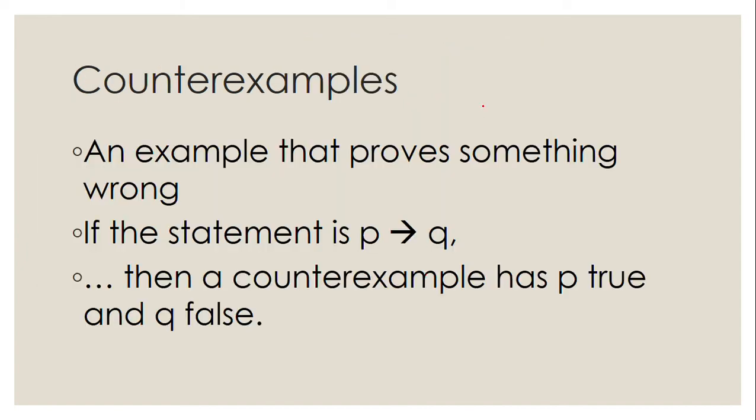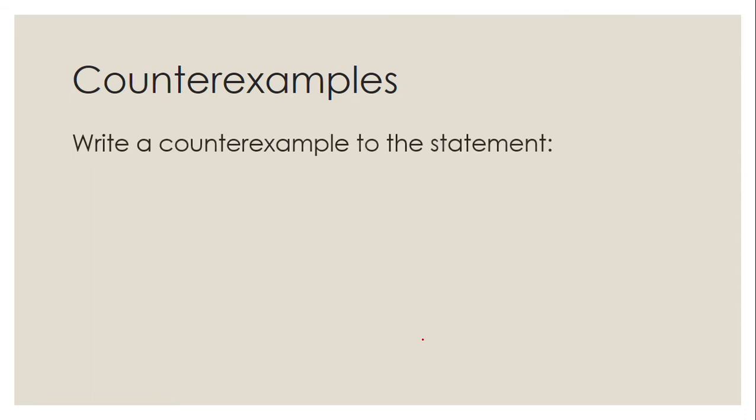The last little thing with this logic stuff is the idea of a counterexample, and that's just an example that proves something wrong. So if you have a statement that's P going to Q, a counterexample would have the first part be true and the second part false. So here's what that can look like.